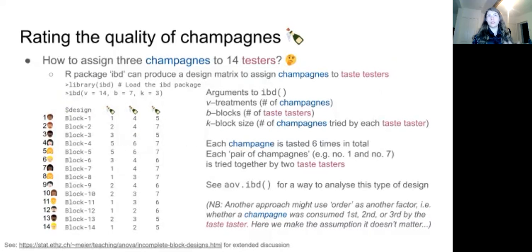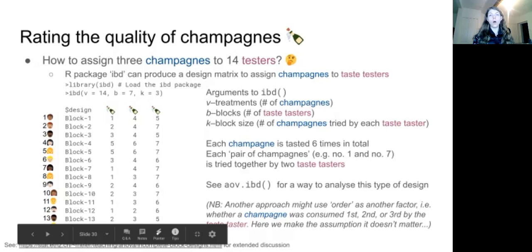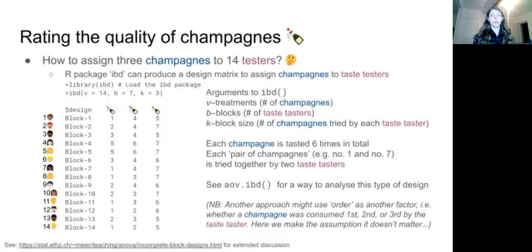But luckily, we do have a handy R package called IBD, which includes a function that will produce a design matrix for us. So we don't have to actually sit down on paper and work all of these out as we might have had to in the past. Now the R software can do that for us, which is great. If you want to find more about this software, install it and have a play with it in R. You can also see this link included on the slide for an extended discussion on incomplete block designs.